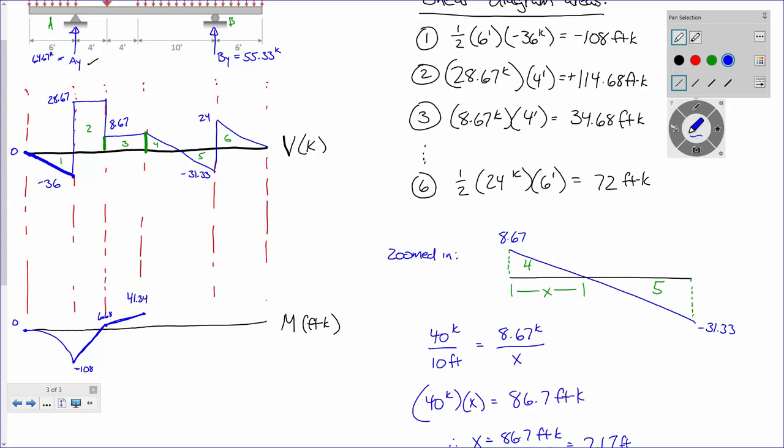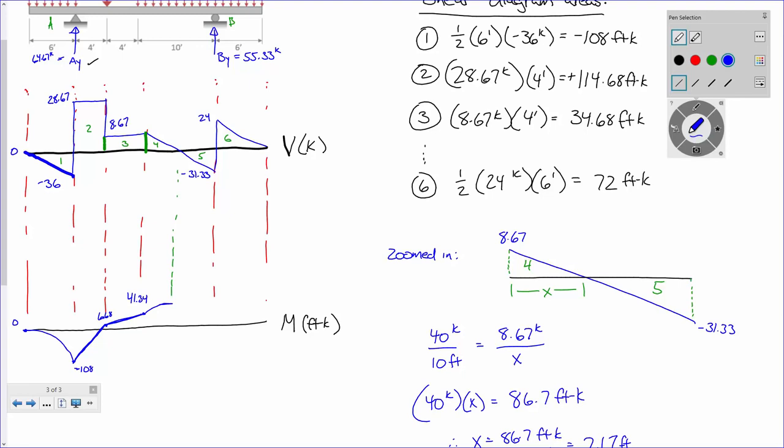That's 41.34. Now, let's look at what happens here. I'm going to draw another little dashed line, like that. Our shear diagram is consistently going down, okay? But this little segment number 4 right here, would you agree that it's going from a lot to a little? The magnitude, it's going from a lot to a little. So the slope is going to go from a lot to a little.